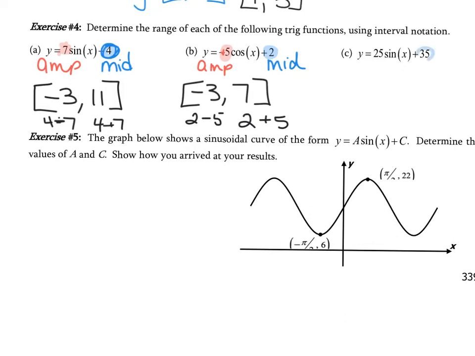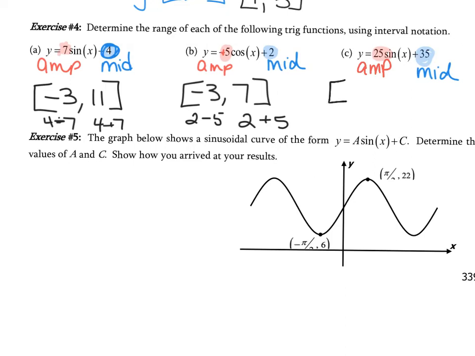Same thing for the last question. 35 is my midline, and 25 is my amplitude. The only downside to graphing that one is you really are going to have to change your window a lot. It's going to be completely stretched out, but it's completely doable. But in this case, it's actually a little quicker to do it this way.